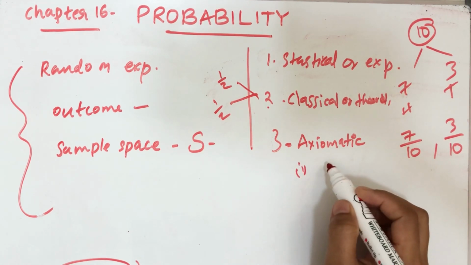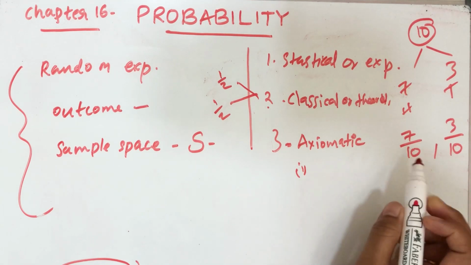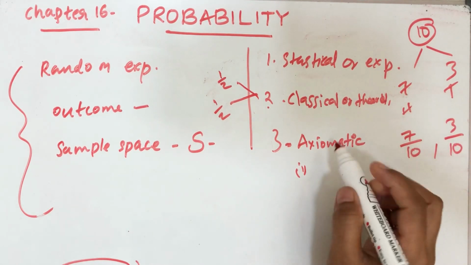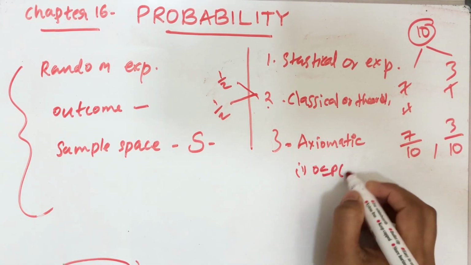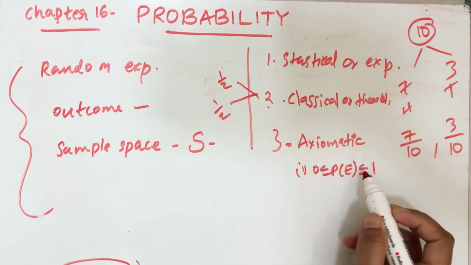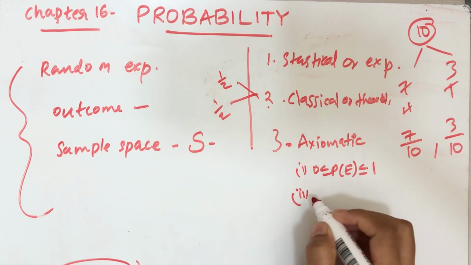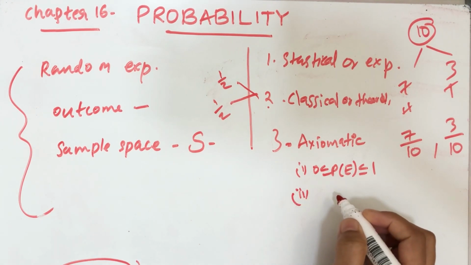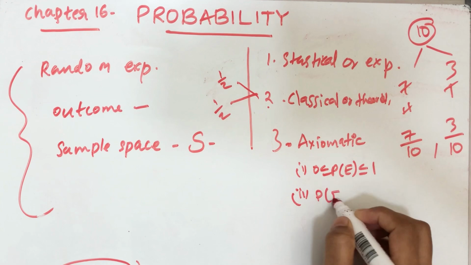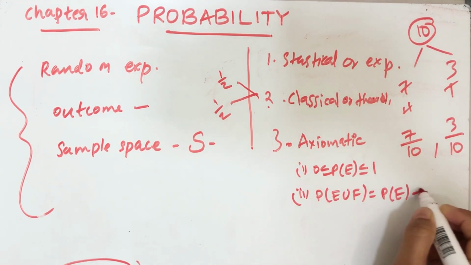The first axiom is that probability always lies between 0 and 1. This property holds for all cases: 0 less than or equal to P of E less than or equal to 1. And the second axiom is, if E and F are disjoint events, then P of E union F is equal to P of E plus P of F.